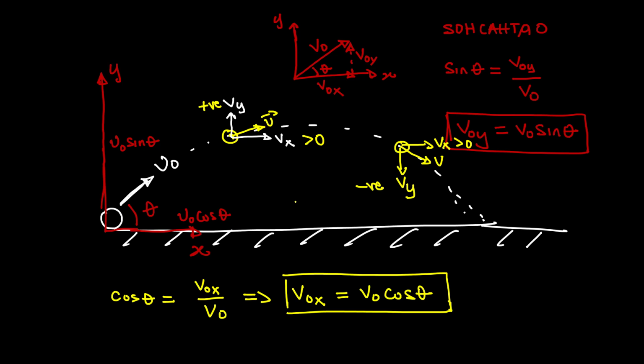So, whenever you're given a projectile motion, the very first step that you need to do is to resolve the initial velocity into its x and its y component, just like we have done. Now, step 2 is to resolve the velocities v into Vx and Vy.